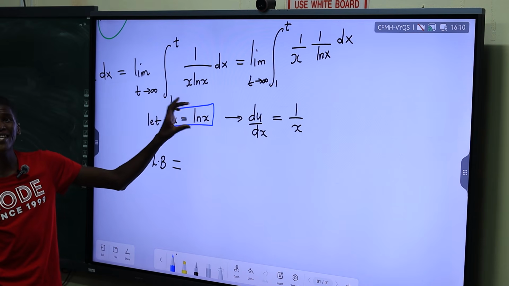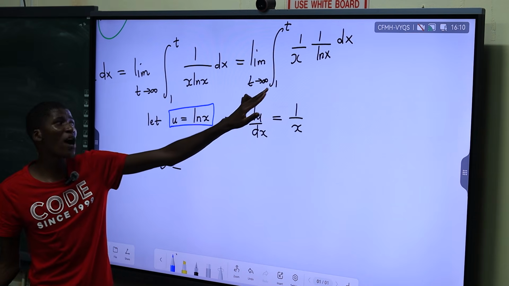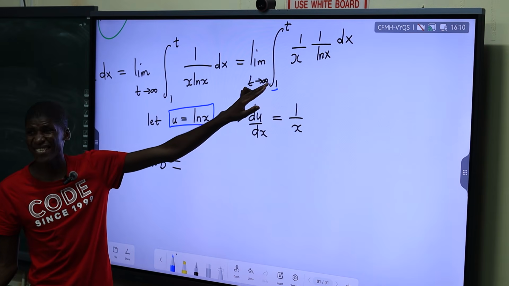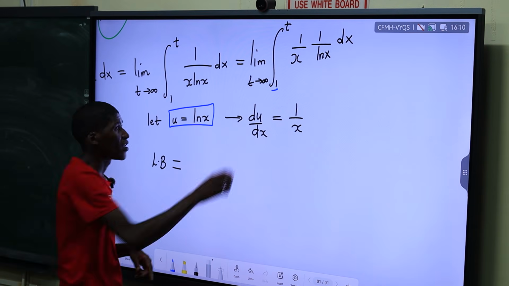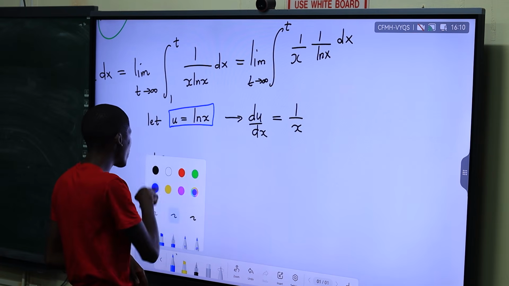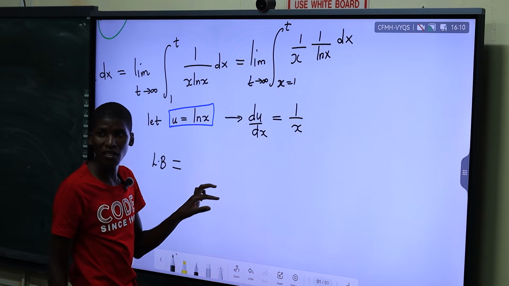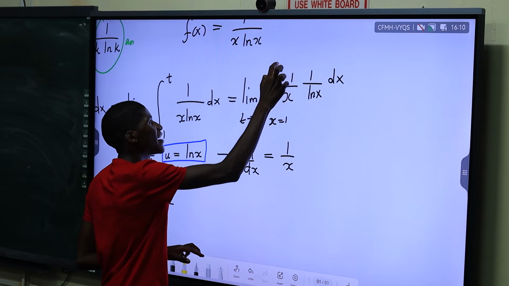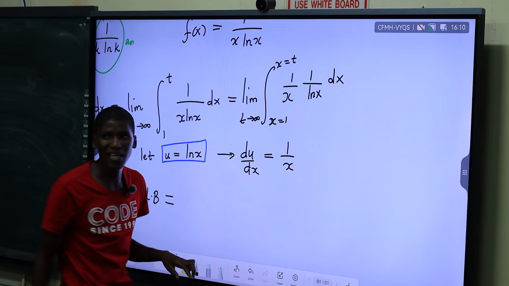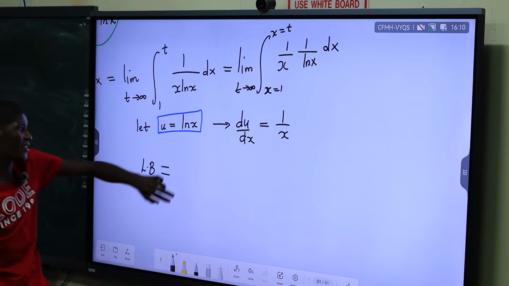So u relates to x how? U is equal to ln x. So these bounds, the bounds of what? Of x. In other words, when you are seeing this bound of 1, this is the same thing as saying x is equal to 1. You see, I'm saying that. This is the same thing as saying x is equal to t. So the bounds are the bounds of x in that context.